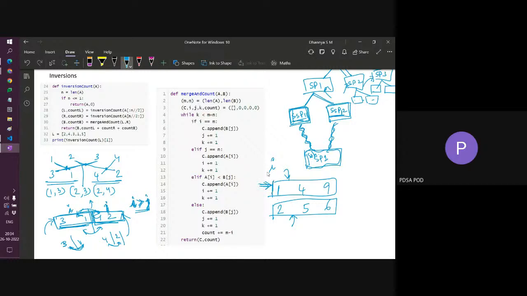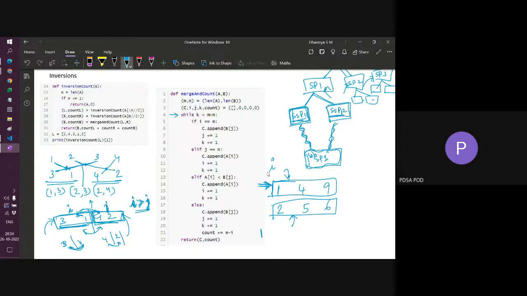The first half now looks like this. It has been divided into subproblems and everything. Finally, you got the solution here. And now you want to merge these two. When you're merging these two, what do you do in merge sort? You go through this loop. If i equals m, you append it to the second one. If j equals n, you append it to the first one.